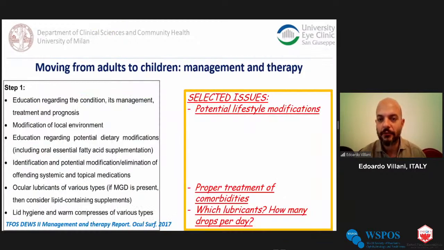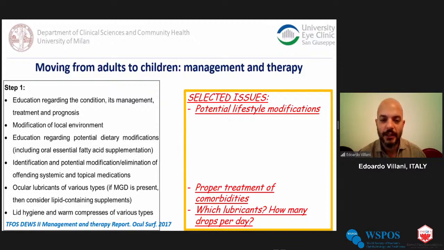And finally, a few words about management and therapy. These are the recommendations of the TFOS, the Tear Film and Ocular Surface Society Dry Eye Workshop 2, about management and therapy of dry eye. But if we think of pediatric dry eye, we obviously may have some specific challenges. For example, we talk about lifestyle modification, education regarding the condition, modification of the environment. But in children, we have to think to avoid over-medication and, at the same time, to avoid the impact of our procedures and potential lifestyle modifications on the children's quality of life.